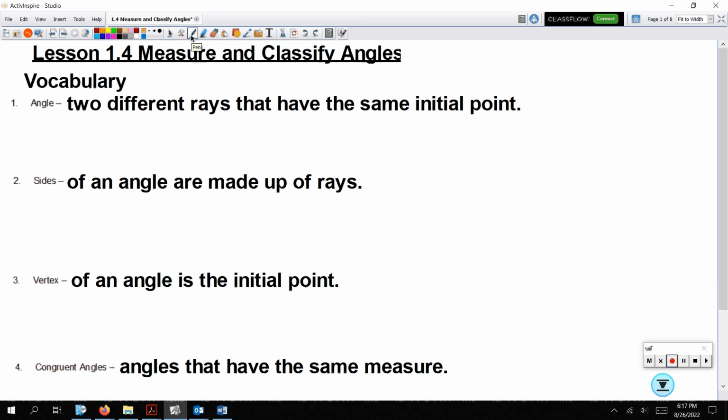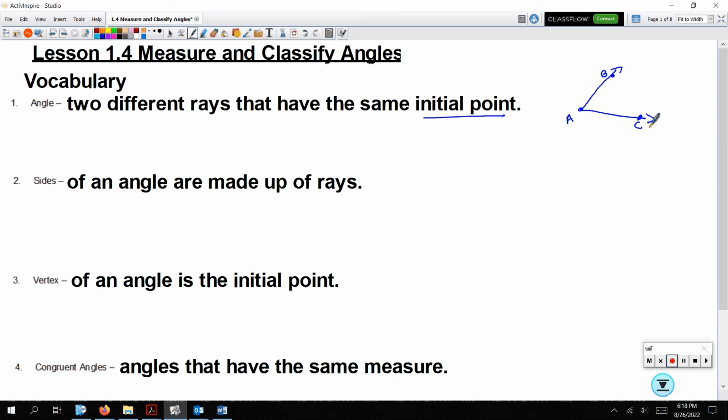I apologize. All right, so the first thing, again, is a little bit of vocabulary, but I'm also going to add some notation. So an angle is two different rays that have the same initial point. If you have to write a definition, initial point, what does that mean? Let's just say this is my initial point, A, and then I have a ray. Let's do this is B, and then that's C. Look at that. It's an angle. Just so you know, there are different ways to name an angle.